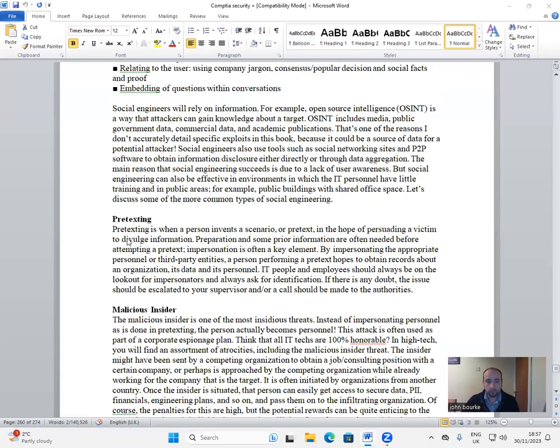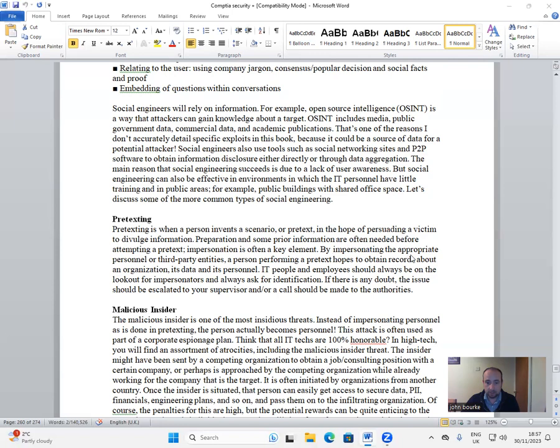Pretexting. Pretexting is when someone invents a scenario, or pretext, in the hope of persuading a victim to divulge information. Preparation and some prior information are often needed before attempting a pretext. Impersonation is often a key element.